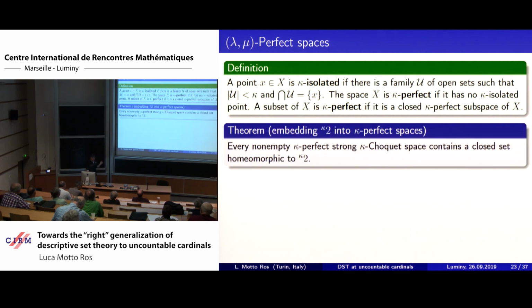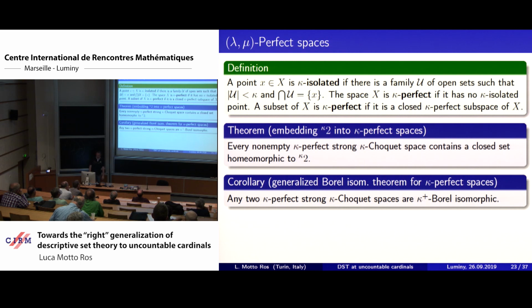And then what you get, what they get, Samkowski and Philip Schlicht, they get that if you have a non-empty kappa-perfect strong kappa Choquet space, then you can embed the Cantor space inside. Okay, so still you can go there. When I say that this is the right notion of being isolated, it means that it makes the theorem below work. Okay, with the original definition, it doesn't work.